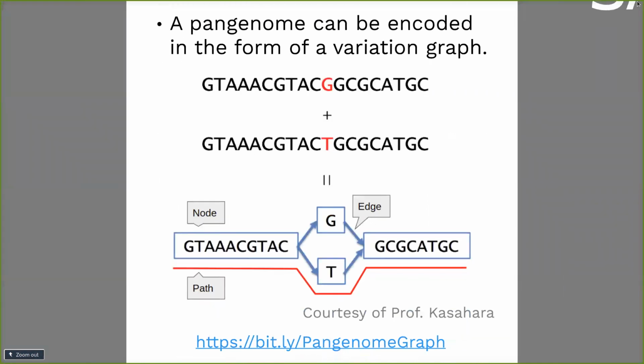A pangenome can be encoded in the form of a variation graph, a particular type of sequence graph, which embeds the linear sequences of the pangenome as paths in the graph itself. In the figure obtained with the courtesy of Prof. Kasahara, two genomes are reported, with one single nucleotide variant in the middle. When these genomes are encoded into a variation graph, then the graph itself looks like this. Common sequences are merged into one node, and the variation is represented as branches in the graph.